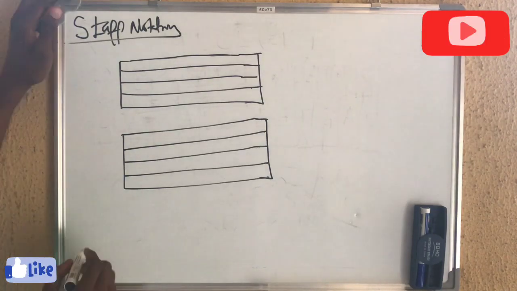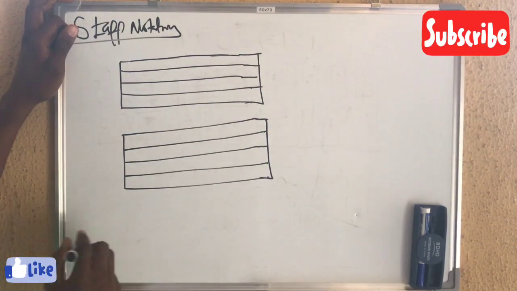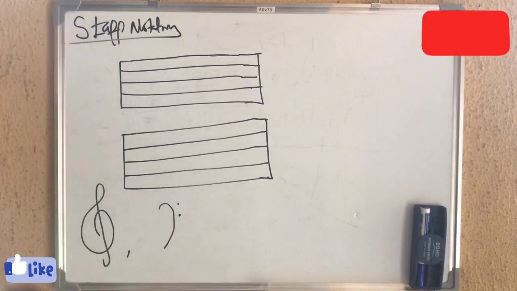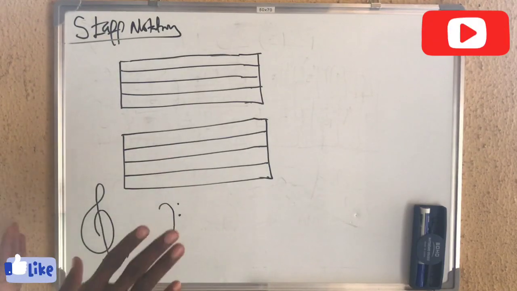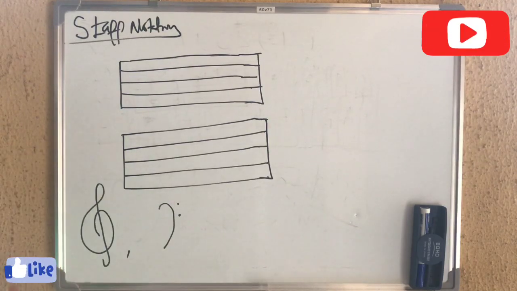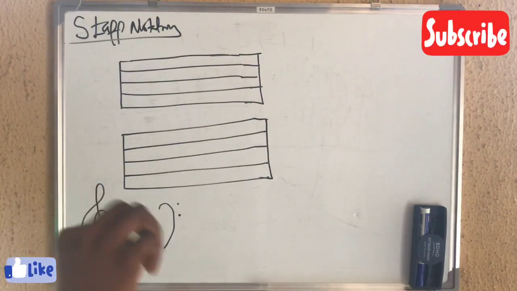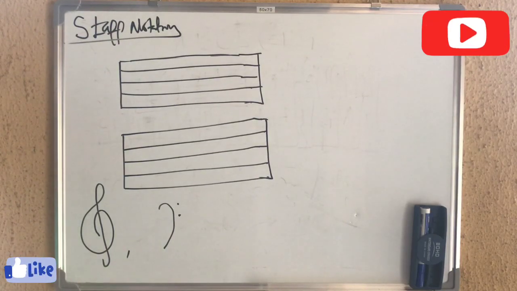In staff notation, in the closed score, we have what we call the treble clef, which is drawn this way. Then we have the bass clef, which is this way. We also have the tenor and the alto clef, but those are for open score. It's not for the normal keyboard. If you are playing a one-man classical piece, you just make use of the closed score. But the open score is where you have the violin score, the viola score, all these orchestra parts, where you have their own score. That's where you see the alto clef, the tenor clef, the treble clef, the bass clef.